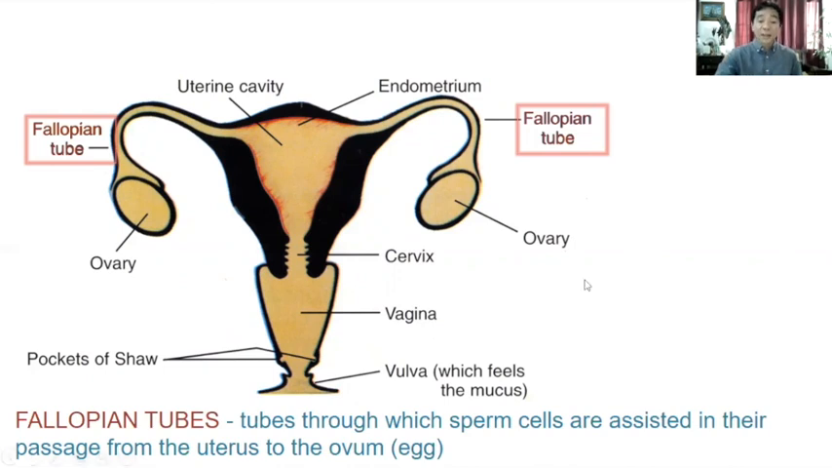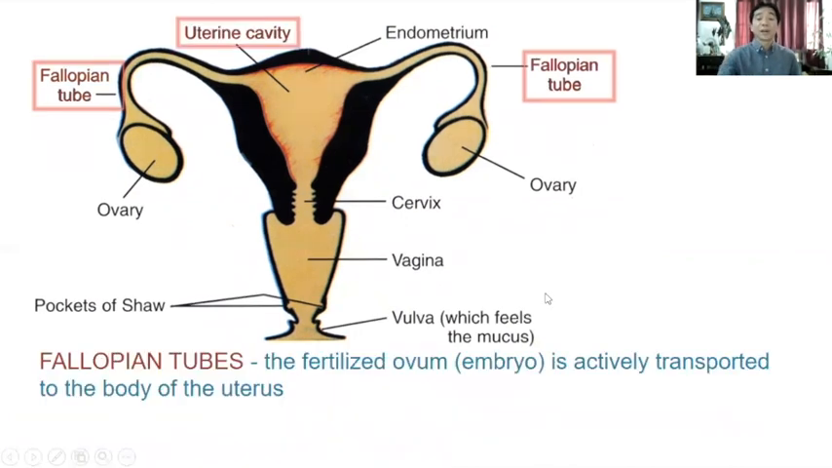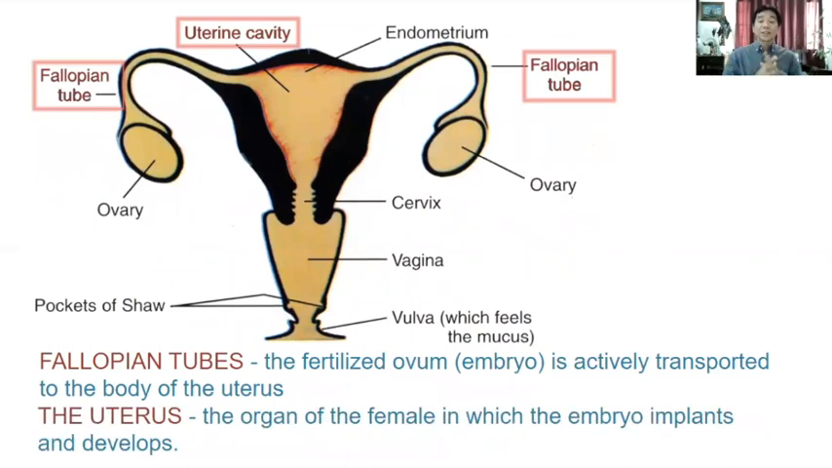At pag sila ay nagkita, ang tawag po natin dyan ay fertilization. Ito po ay nangyayari din sa loob ng fallopian tube. The fertilized ovum, no? After fertilization, the fertilized ovum now will be transported going to what? To the body of the uterus.